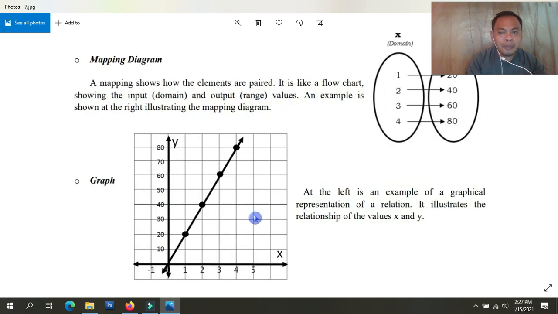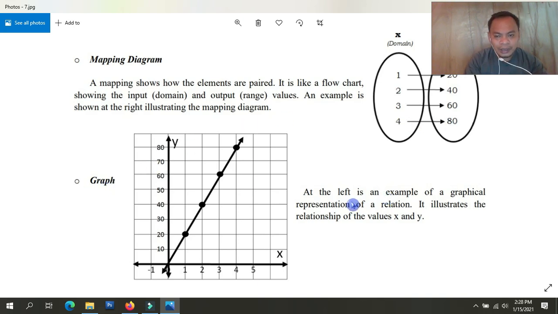Next, we have the mapping diagram. A mapping shows how the elements are paired. It is like a flow chart showing the input or the domain and the output or range values. An example is shown at the right illustrating the mapping diagram. This one, our x is our domain, our y is our range. So 1 and 20, 2 and 40, 3 and 60, 4 and 80.